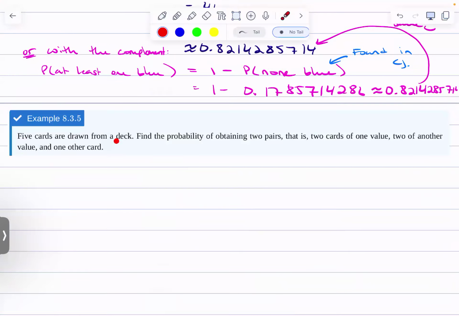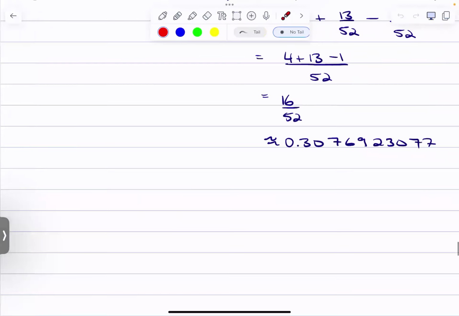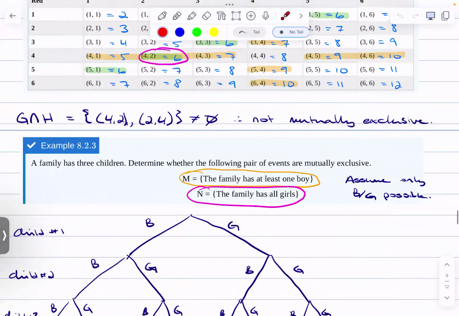5 cards are drawn from a deck, and we have the deck of cards from last day. Find the probability of obtaining 2 pairs, which is, of course, 2 cards of one value and 2 of another value, and then 1 other card. How I would recommend solving this is, maybe it helps to bring in our deck of cards.